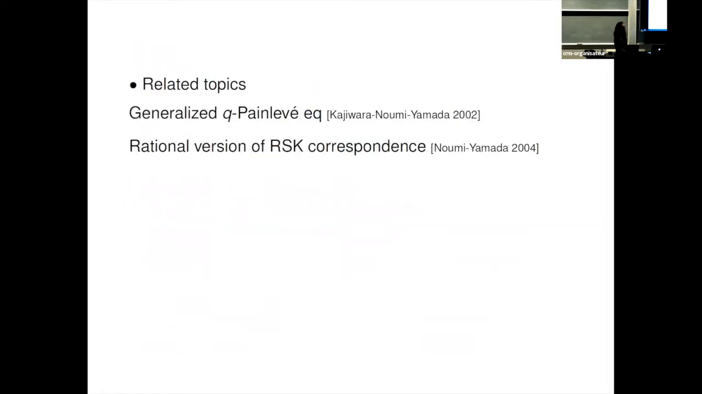And so there are several related topics in integrable systems. So the motivation of Kajiwara and Yamada, who studied this geometric R, was interest in the generalized q-analog of the Painlevé equation. Its symmetry is related to the geometric R matrix. And moreover, they studied a rational version of the Robinson-Schensted-Knuth correspondence too.